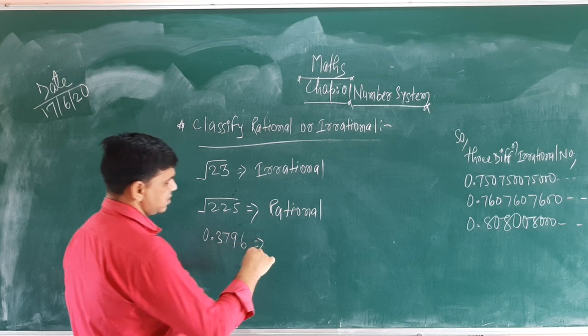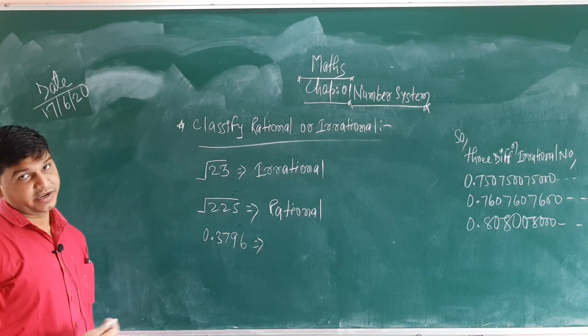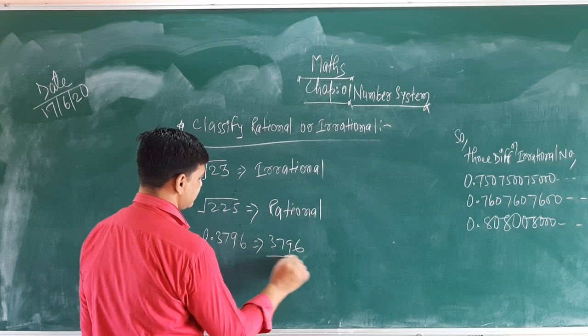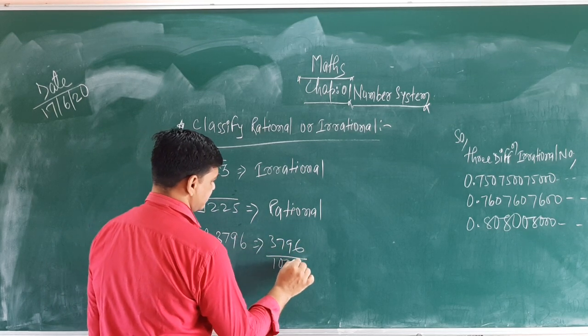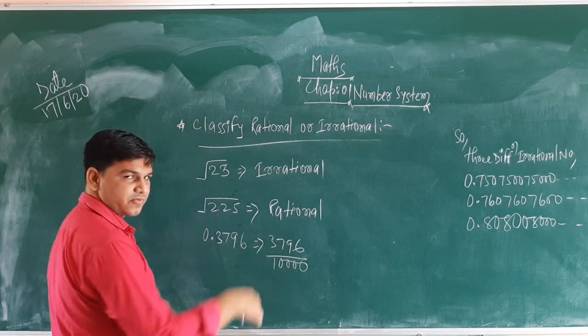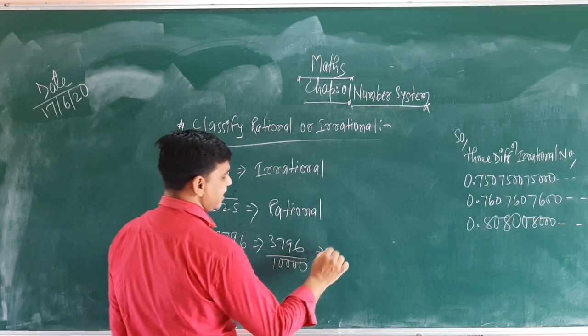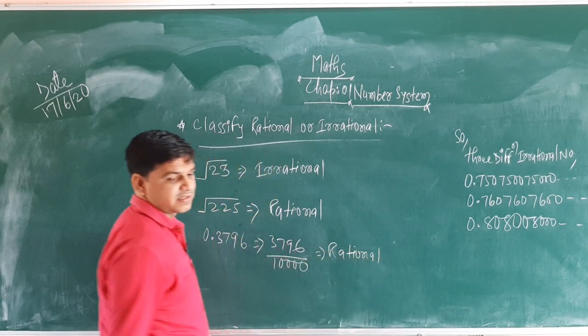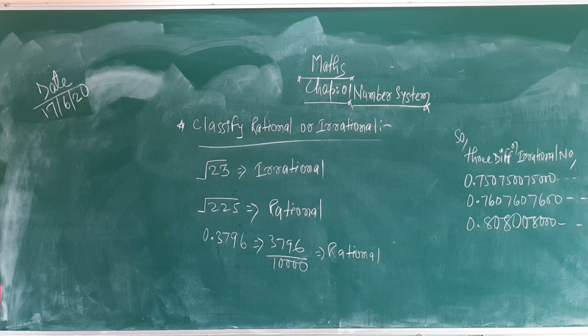Another example I will take, like 0.3796. It is a rational number, because you can write 3796 divided by 10,000. So it is in the form of numerator and denominator. It is always a rational number.